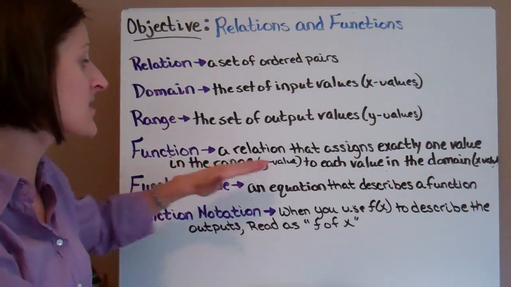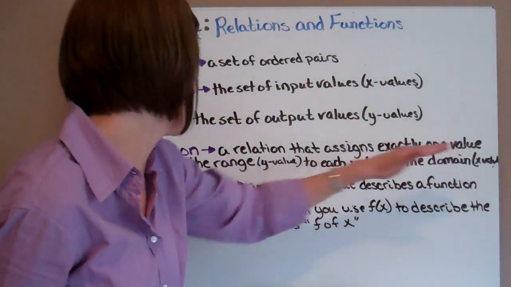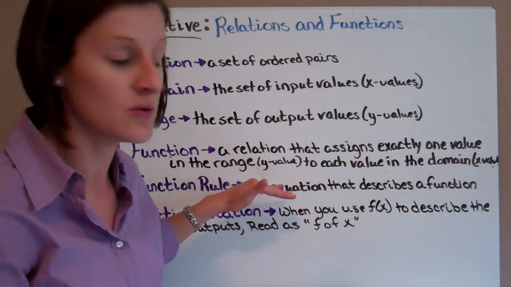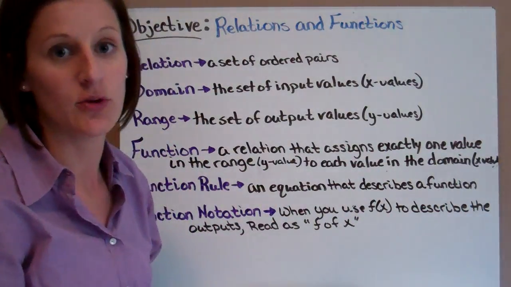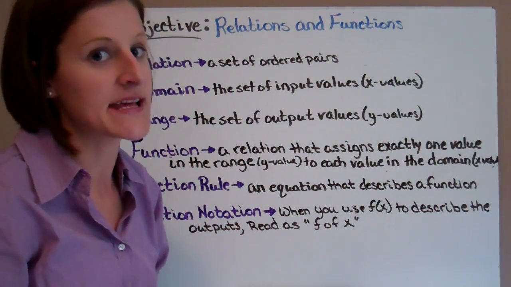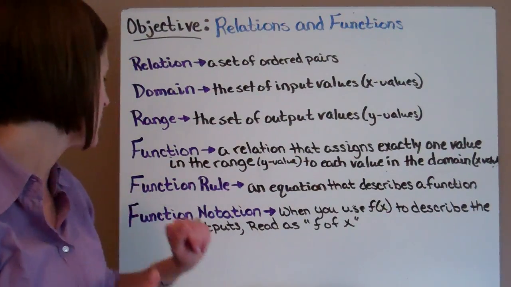Now a function is a relation that assigns exactly one value in the range, or the y value, to each value in the domain, which is the x value. One x value doesn't have two y values. Each x has only one y value.